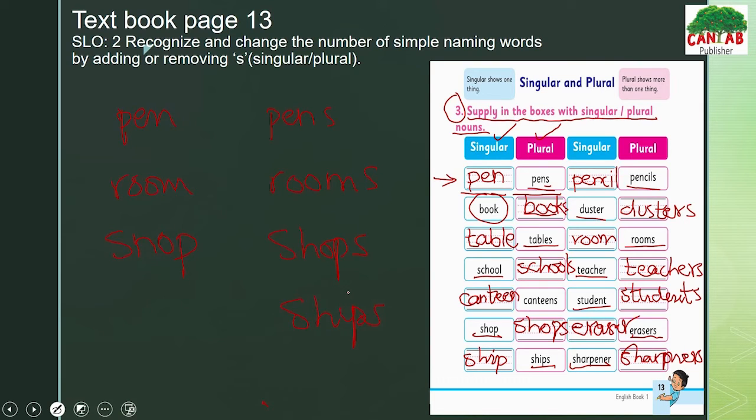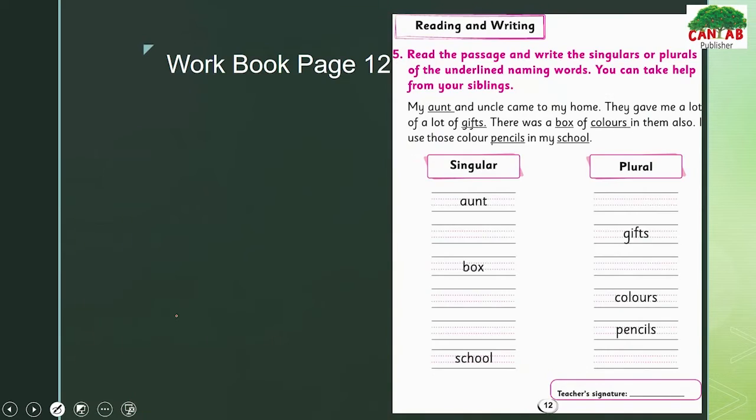Ships, ship. Once you're done with this page, let's move on to the next one. And let's see what's coming up next.